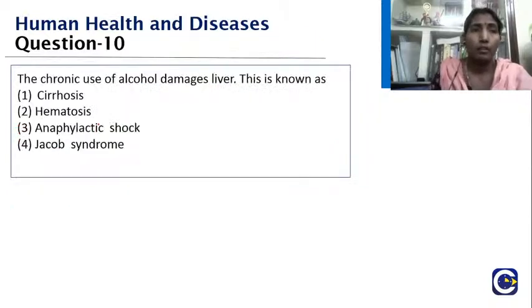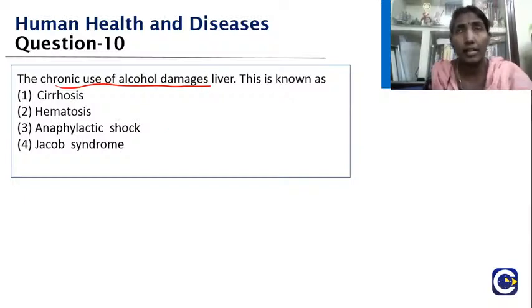The chronic use of alcohol damages the liver. This is known as cirrhosis, hematosis, anaphylactic shock, Jacob syndrome. So when a person is put on chronic alcohol, it damages the liver. We are very well aware of it, right? So what is it going to bring about?